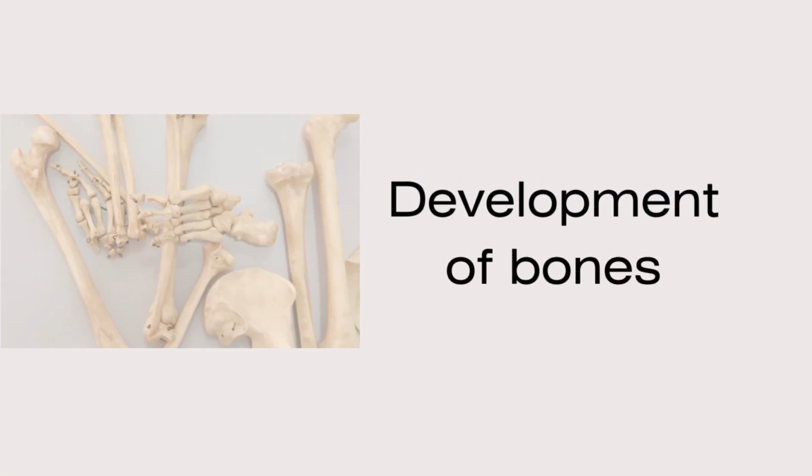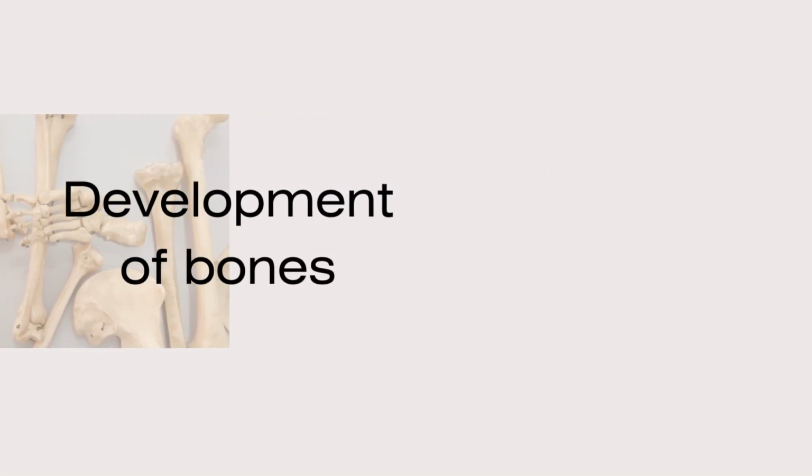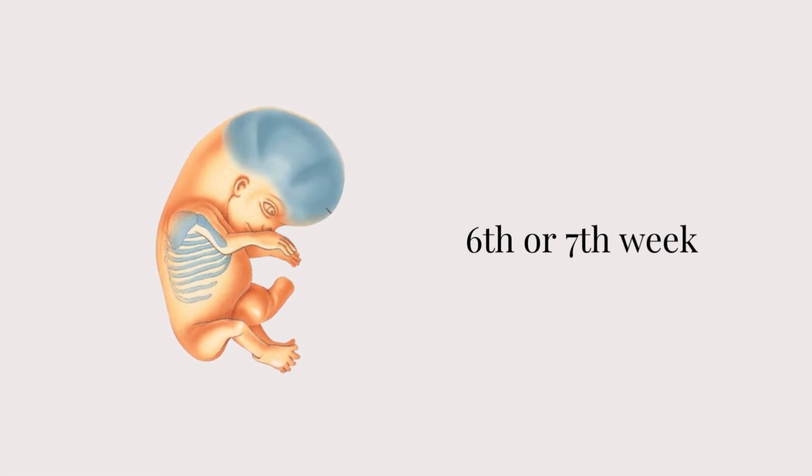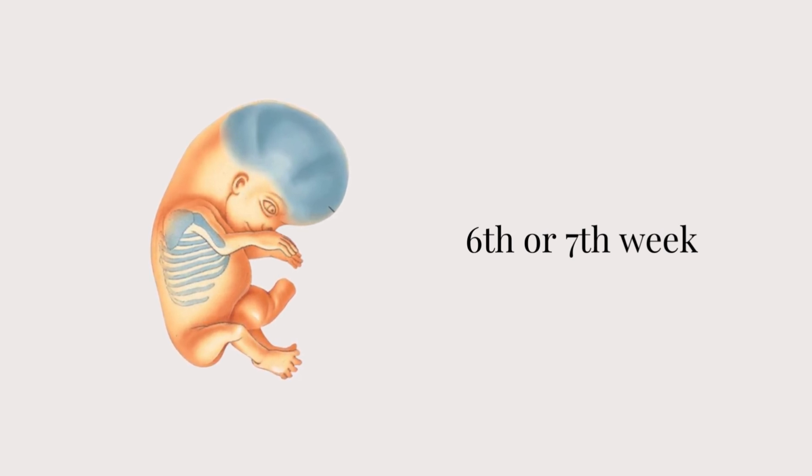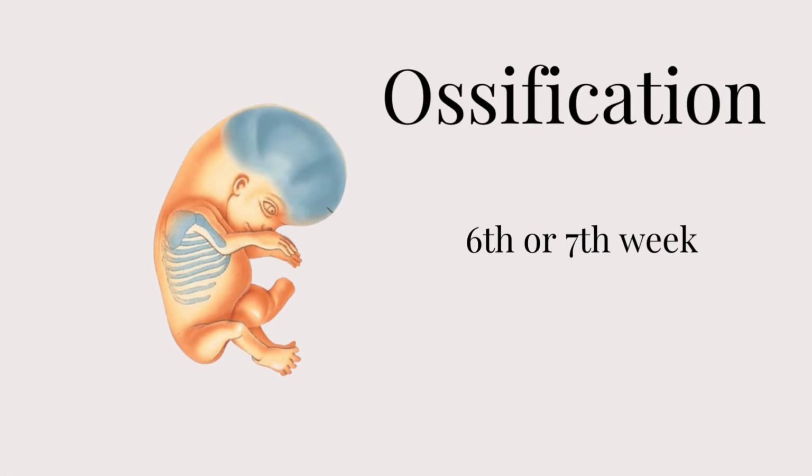Today we're going to talk about the development of bones. Bones begin to develop very early in the human embryo. Around the 6th or 7th week of embryonic development, a process called ossification begins. This is when the cartilaginous structures start to transform into bone.